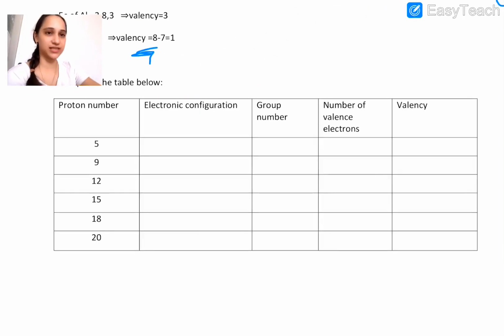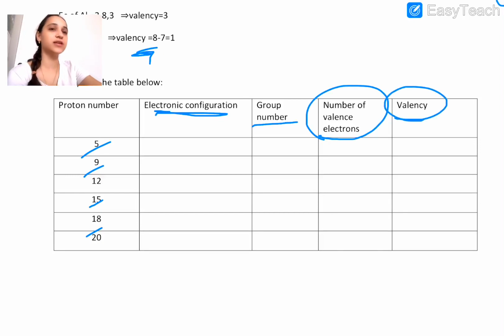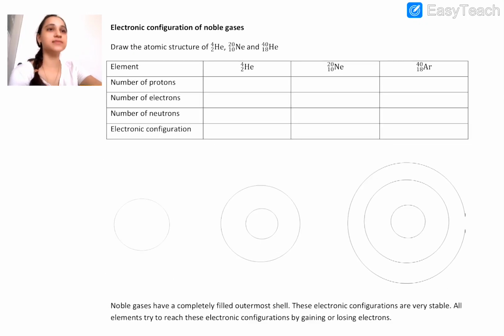You're going to complete this table. So find these elements from the periodic table, the electronic configuration, which group they are found, group number, valence electron, and valency. Okay, so complete this. Next lesson we're going to see noble gases.